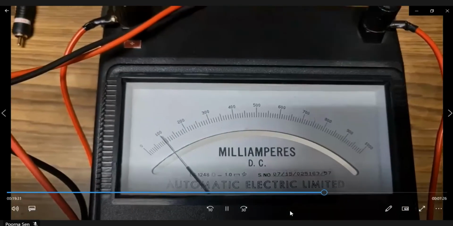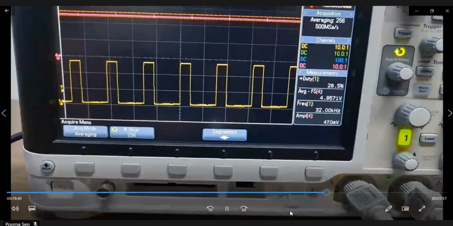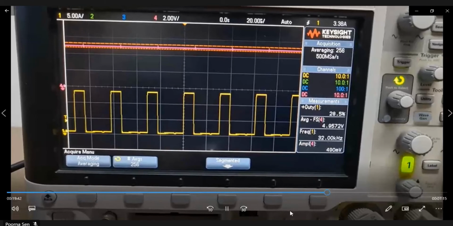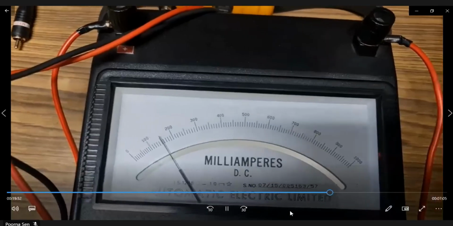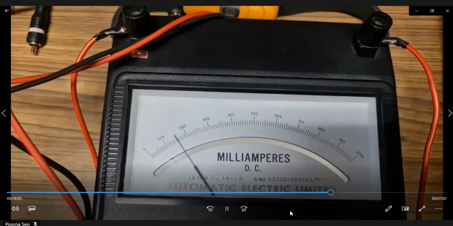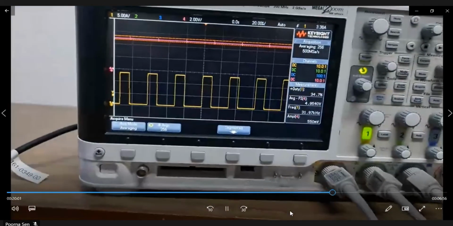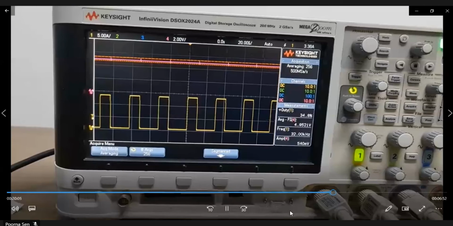Load current is 100 milliampere. Duty ratio is 28.5% and output voltage is 4.96 volts. Load current now is 150 milliampere. Duty ratio is 34.8% and output voltage is 4.954 volts.